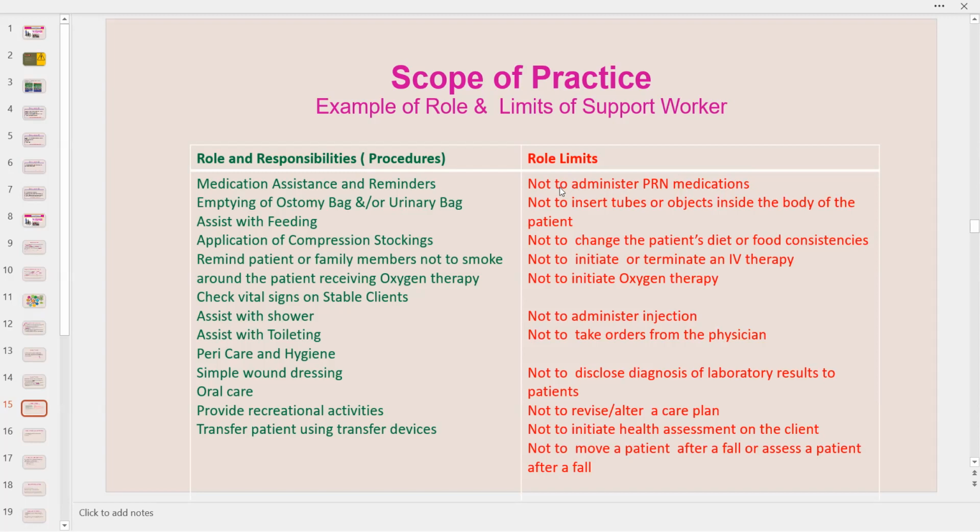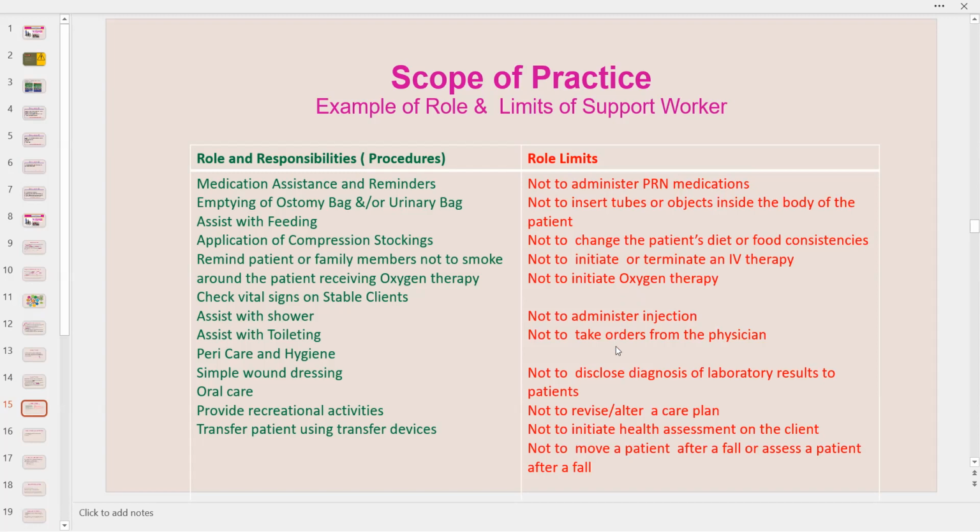So what are the limitations? What are the role limits? What the support worker cannot do. Number one, they cannot administer PRN medications. It should be the nurses who will administer PRN. They should not insert tubes or objects inside the body of the patient. They are not supposed to change the patient's diet or food consistencies. They are not to initiate or terminate an IV therapy. They are not to initiate oxygen therapy. They are not to administer injections.